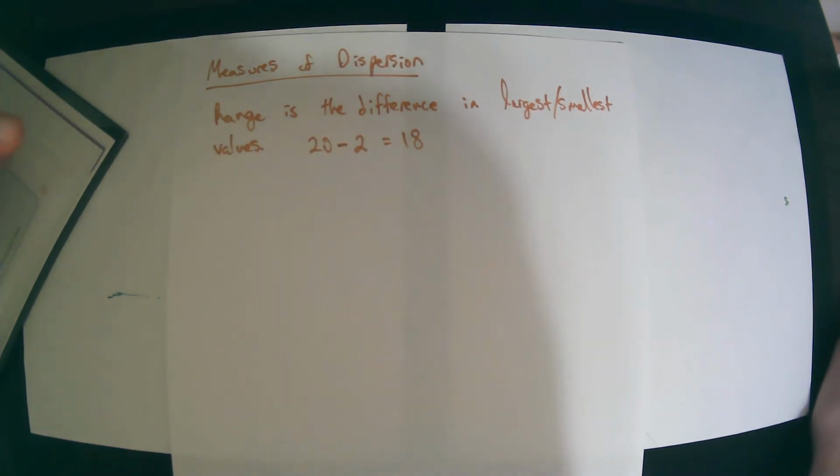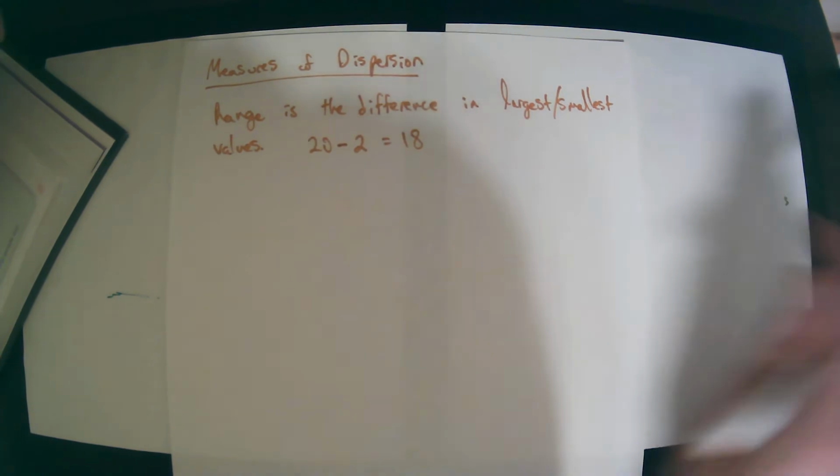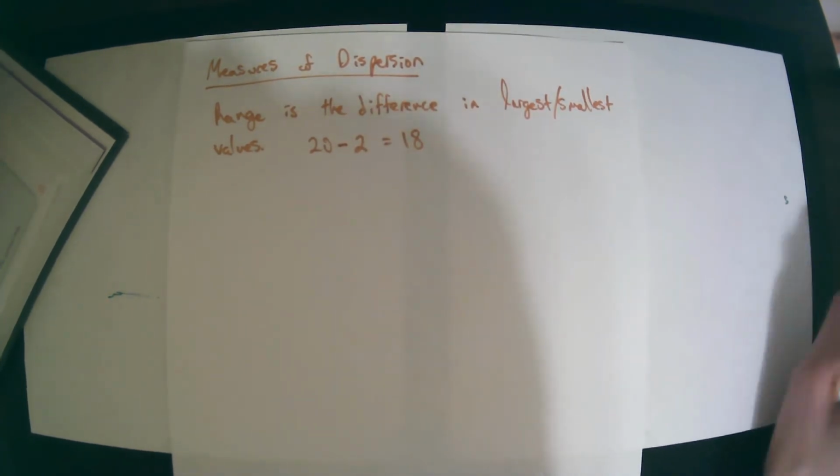So an outlier is really going to mess up your range. If that 2 wasn't there, our range would only be 7? 20 minus 13, right? If that 2 wasn't a part of the set. So outliers like this 2 are really going to give you a large range.